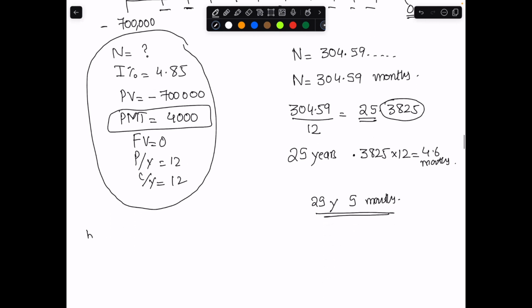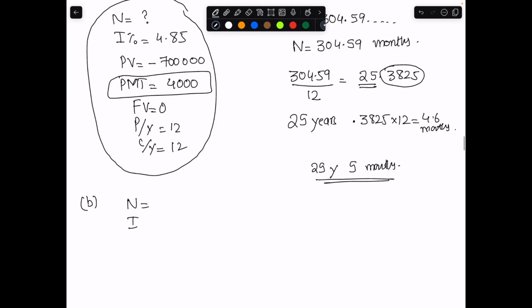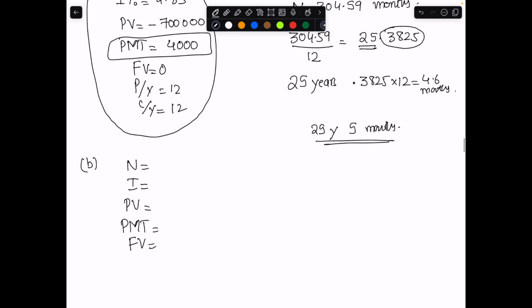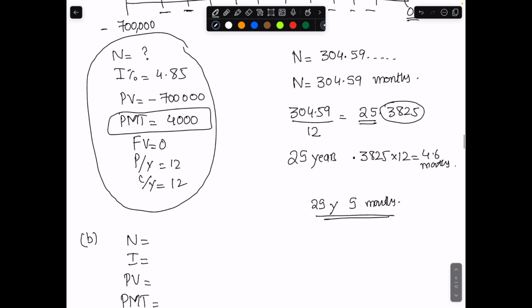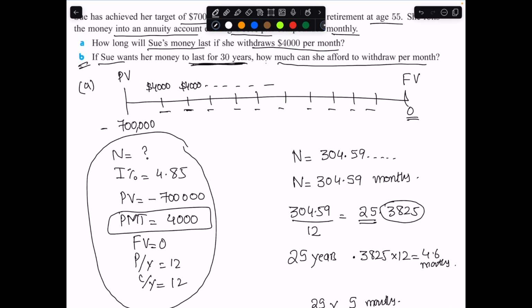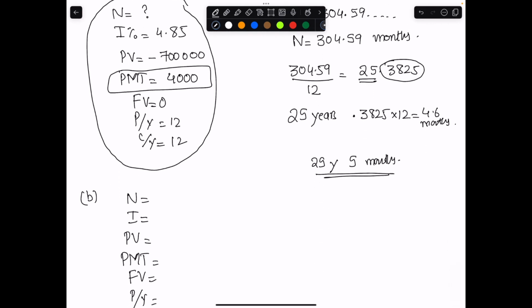So if we see here in the B part, again we have N, I, present value, PMT, future value, P/Y, and C/Y. Now, what it's saying is that she needs her investment to last 30 years while making monthly withdrawals. So 12 withdrawals a year multiplied by 30 gives you 360 months. So she wants her investment to last 360 months.